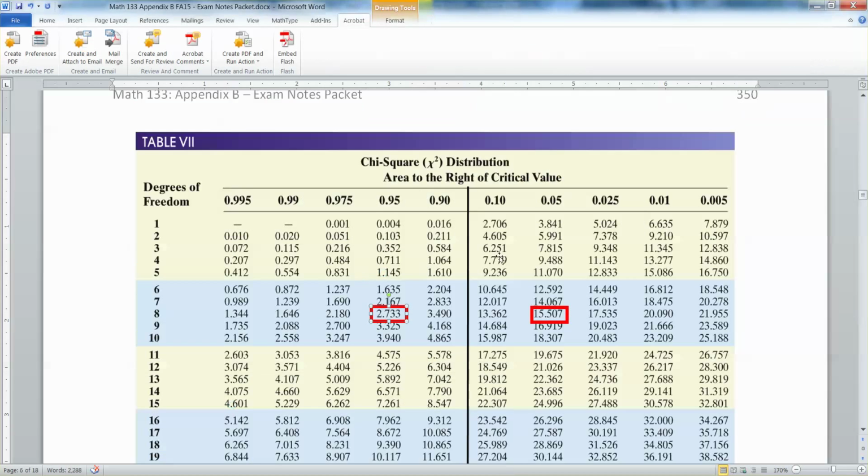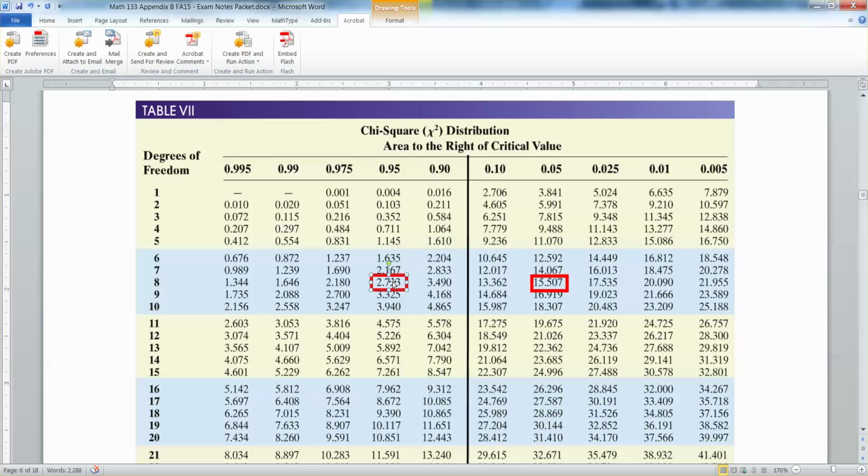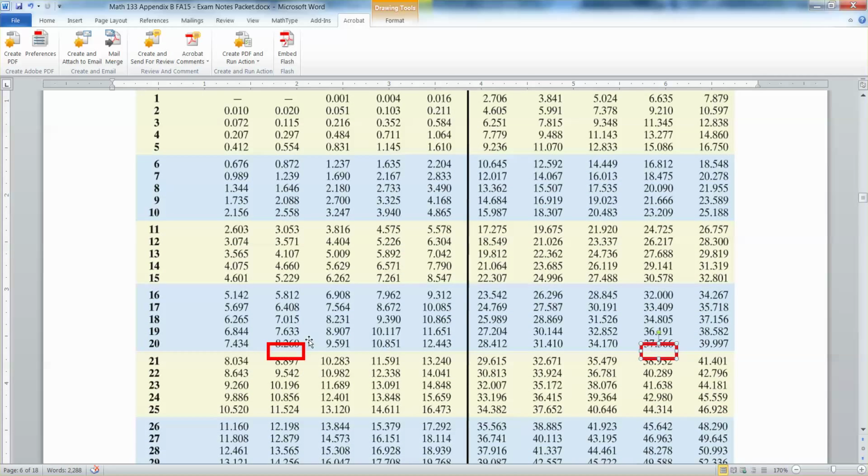So let me pull that table up. All right, so row number 24, now look, 0.99 is this column over here. And then 0.01 is this column over here. Now notice there's some symmetry. If it's the second column from the left, it's the second column from the right. And then we wanted 24 for our degrees of freedom. So that means 10.856 and 42.980.